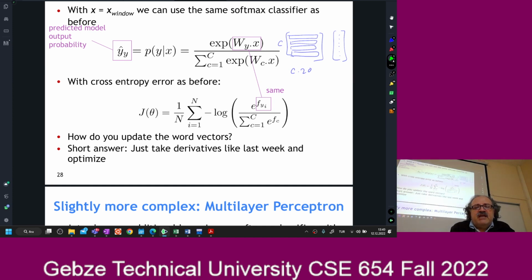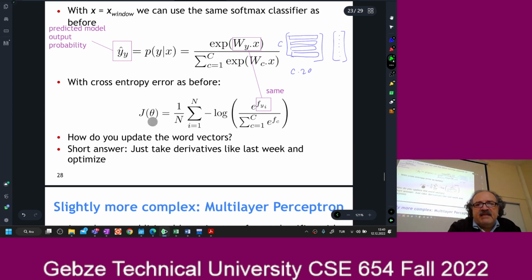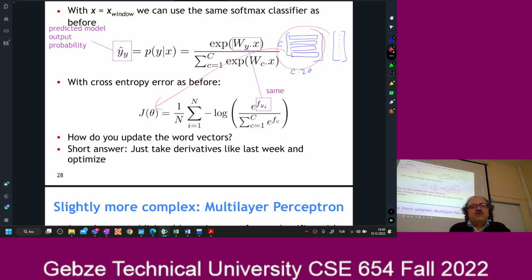During the training, I put all of them in, and I start changing my theta. My theta are these, my weights. I change my weights a little bit, and that will improve my loss.